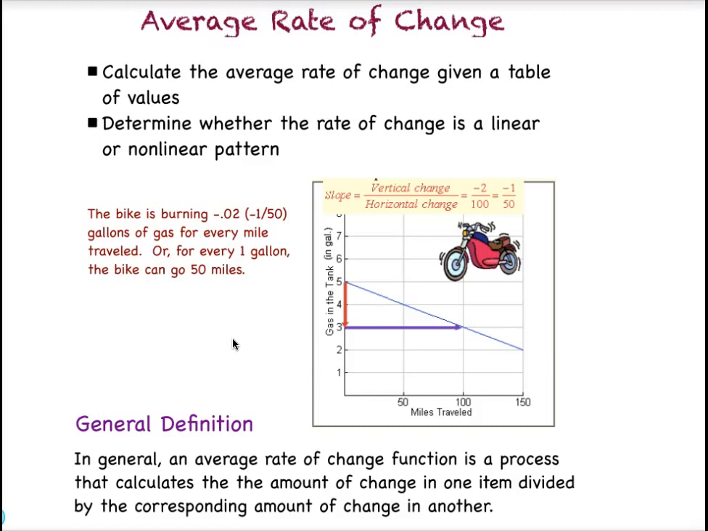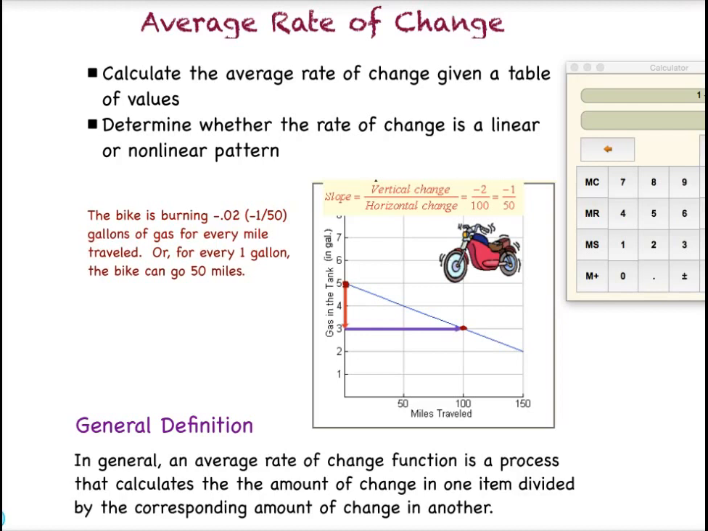For example, if I want to determine what the average rate of change is for this line, I merely just need to pick 2 points. So say I pick a point up here at 0, 5, and a point right down here at 100, 3. I just need to figure out the change in my vertical distance over the change in my horizontal. This change is what you've often heard referred to as the slope. The slope is the vertical change over the horizontal change. And this works for anything that's linear.